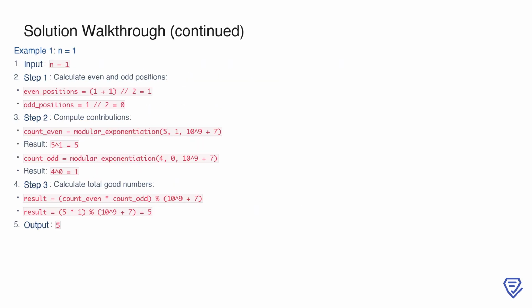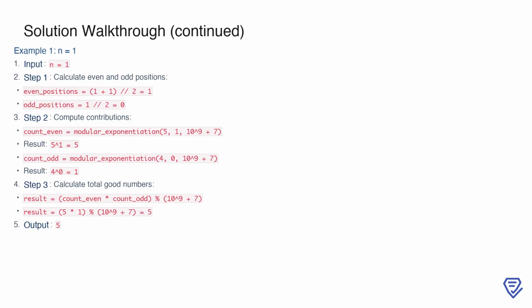Let's look at an example where n is 1. Since the length of the number is 1, there is only one position, which is an even index. Using the formula, the number of even positions is (1+1)//2 equals 1, and the number of odd positions is 1//2 equals 0.